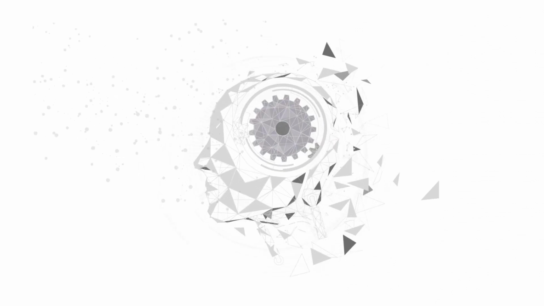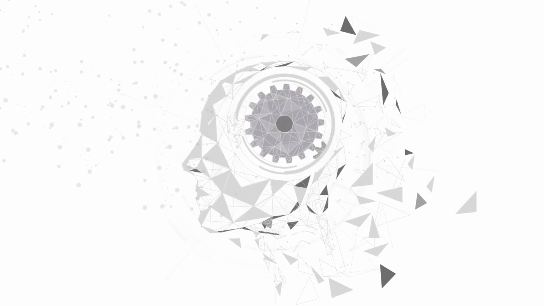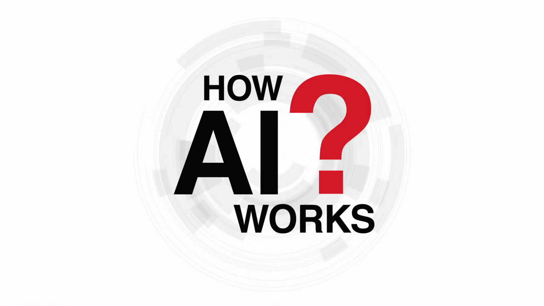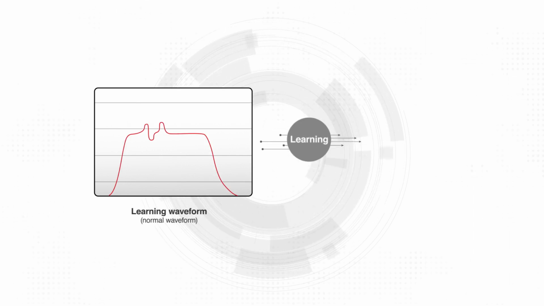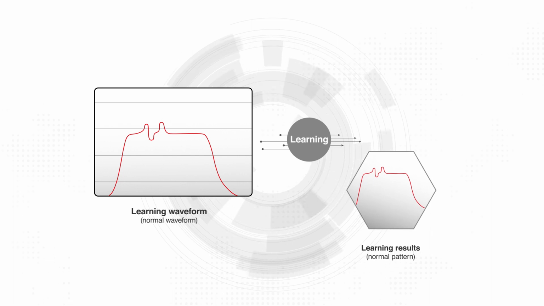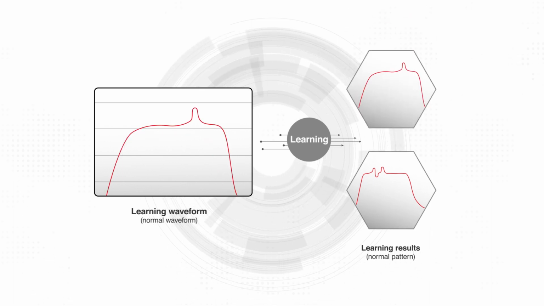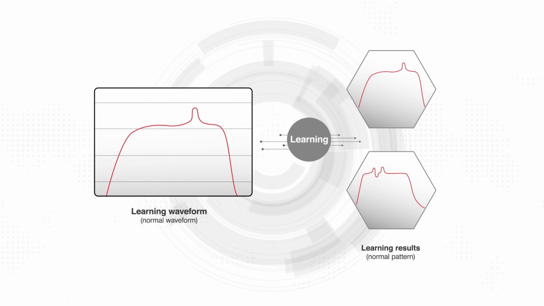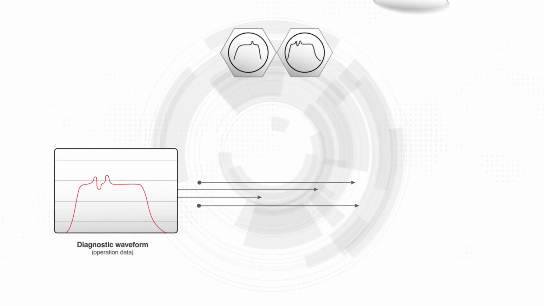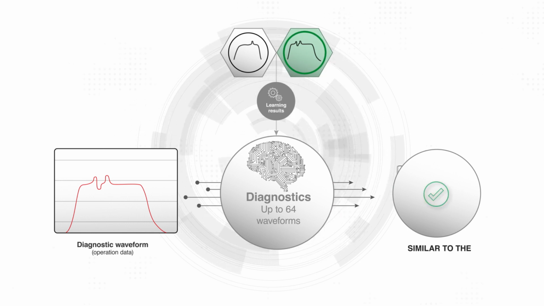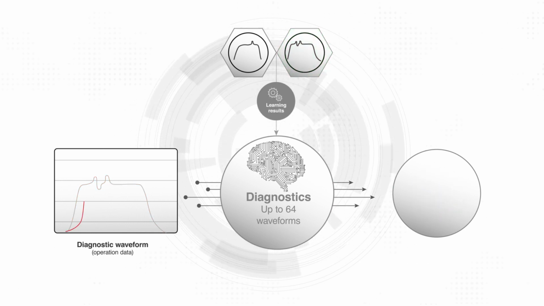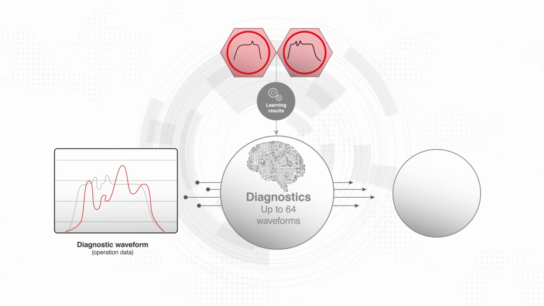Data analysis is a field where incorporating AI technology can be used. How AI works. First, we feed the AI with learning waveforms so it can detect and learn patterns. The learning results are stored as a guideline that all operational data will be compared with. When the system is fed with operational data, the AI compares it with the stored guideline and understands if the diagnostic waveform is similar or not similar to the normal pattern.